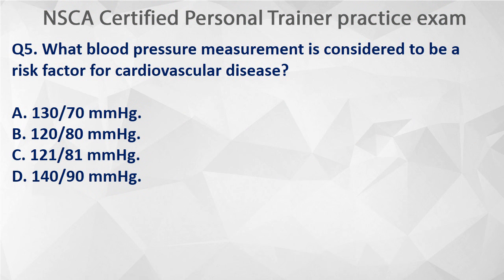Q5. What blood pressure measurement is considered to be a risk factor for cardiovascular disease? A. 137/87 millimeters of mercury. B. 128/78 millimeters of mercury. C. 121/81 millimeters of mercury. D. 149/99 millimeters of mercury.